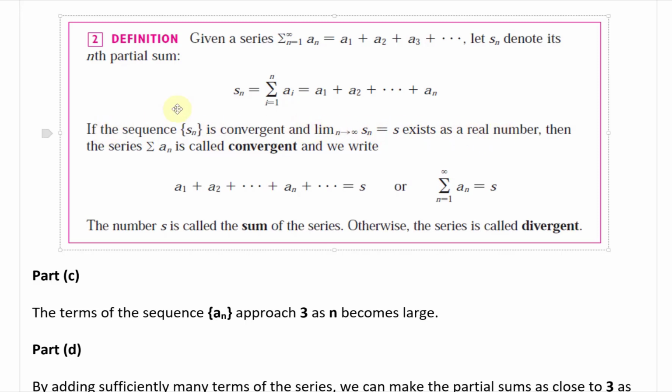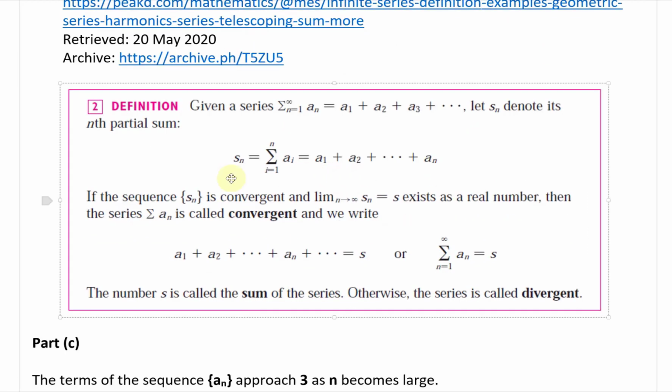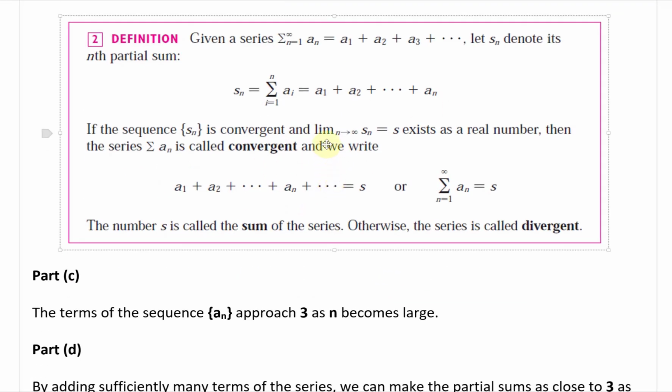basically, instead of taking the limit of the sequence of just the numbers, now we look at the limit of the sequence of the partial sums of these numbers. And the limit as n approaches infinity of Sn equals S exists as a real number. In other words, the limit exists. Then the series, the summation of an, is called convergent, and we write a1 plus a2 plus etc. all the way to infinity equals S. So it has a limit. Or the summation from n equals 1 to infinity of an equals S.